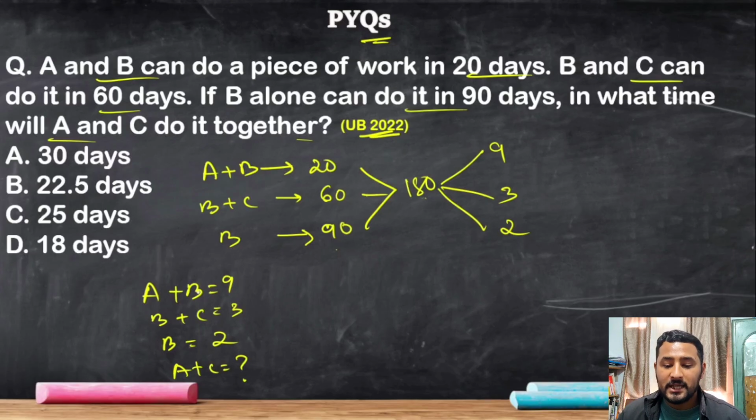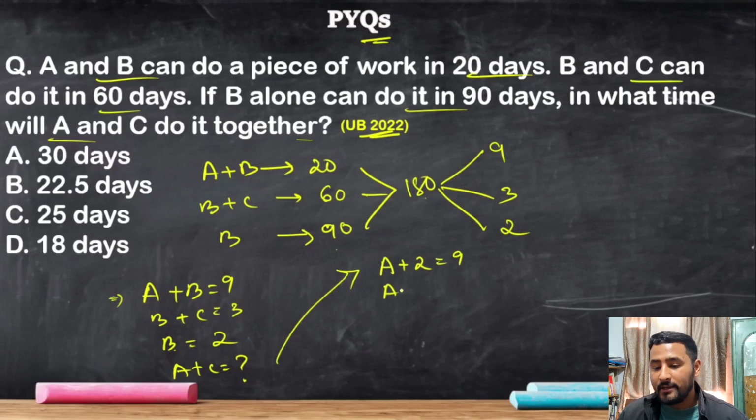Let us do like this. Let us get the efficiency of A first. How will we get it? Put this B in here. If A plus B is how much? 2 equal 9. We will get the efficiency of A. That is 9 minus 2. Efficiency of A will be how much? 7, right? We got the efficiency of A.